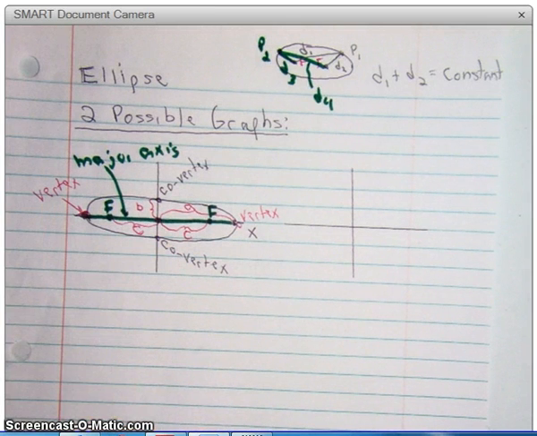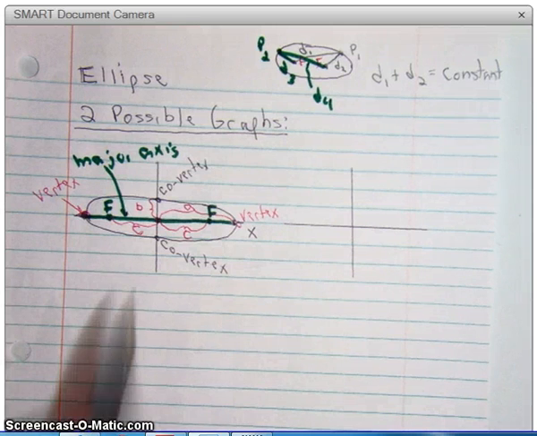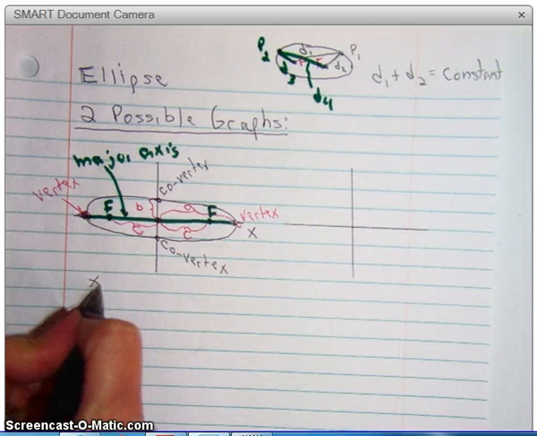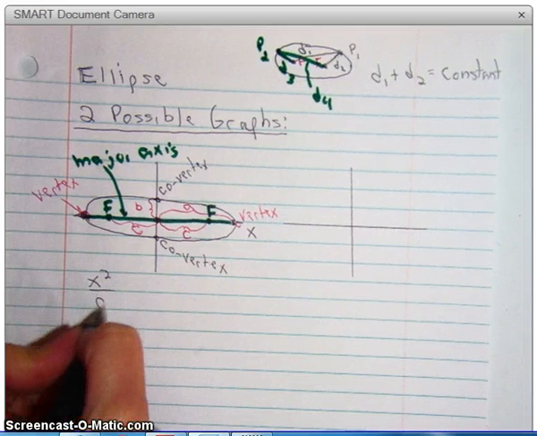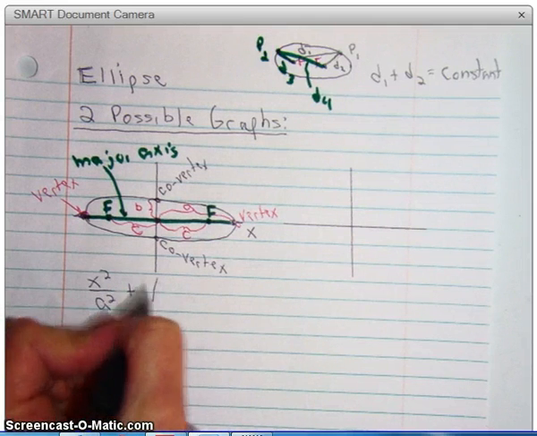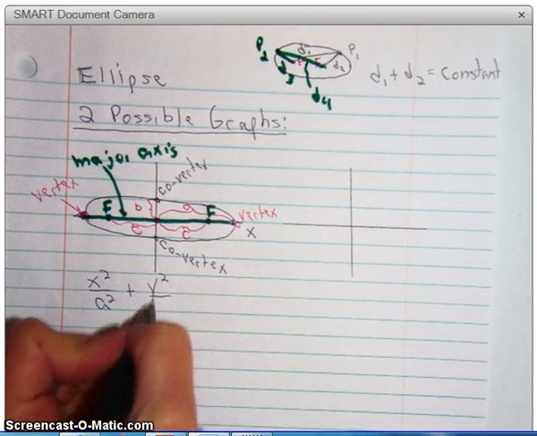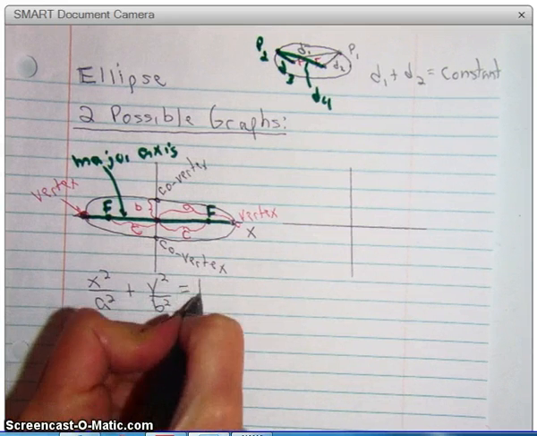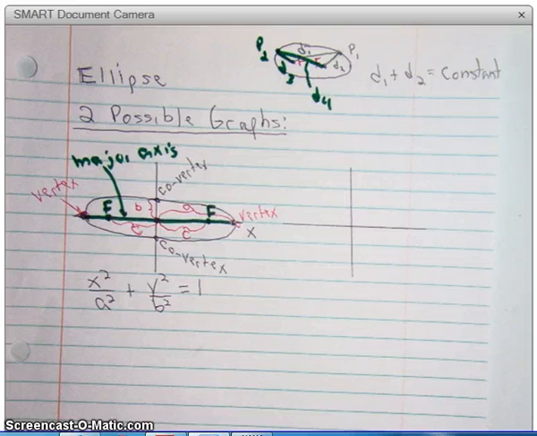The model for the equation for this graph is x squared over a squared plus y squared over b squared equals 1. So that's what the equation looks like. Okay? Second equation or second graph.